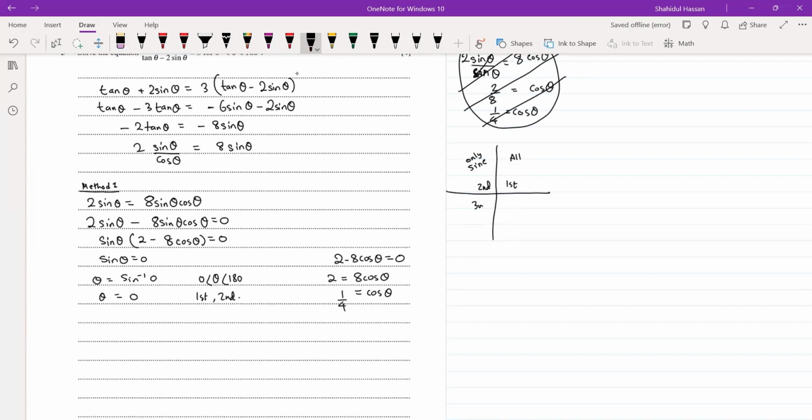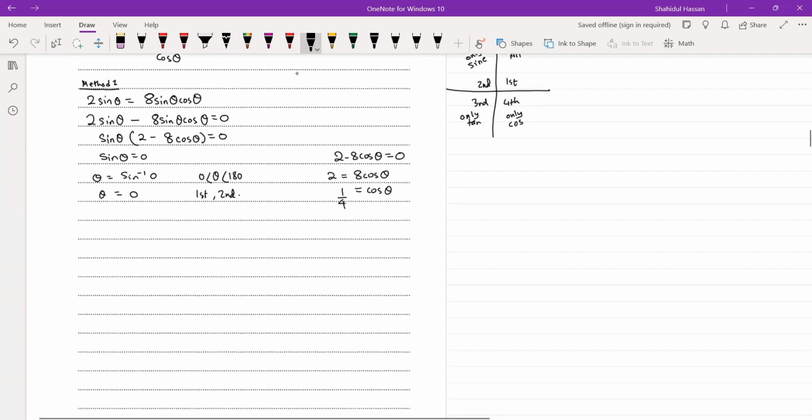This should be our third quadrant and this should be our fourth quadrant. In the third quadrant only tan is positive and in the fourth quadrant only cosine is positive. This is for you to remember.